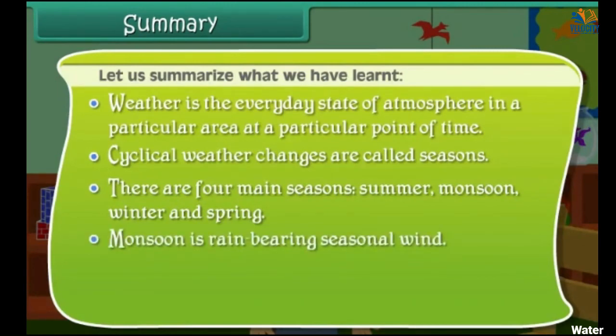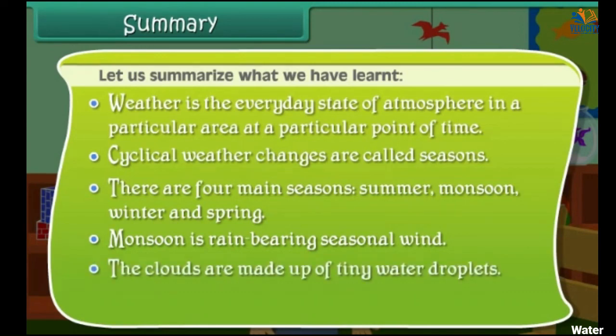Monsoon is rain-bearing seasonal wind. The clouds are made up of tiny water droplets. Wind is moving air.